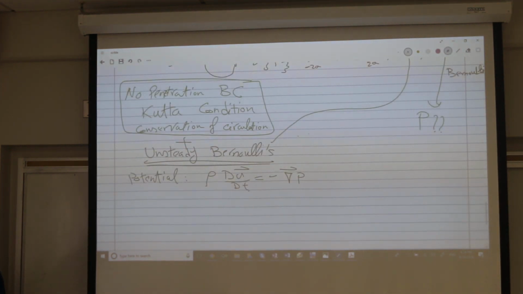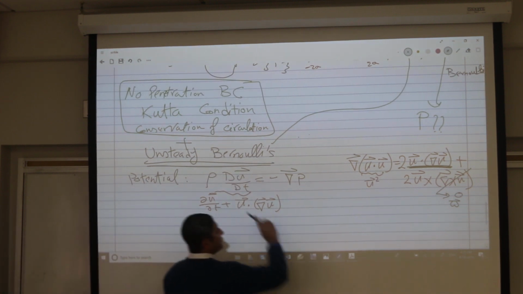If you remember, this is the total derivative, so this is partial u partial t plus u dot nabla u. And we'll have here an identity: nabla of u squared is twice u dot nabla u plus twice u cross nabla cross u. Very easy relation. But this term is 0 because it's irrotational flow. So this very bad term in the Navier-Stokes equations, now you get it as the gradient of a scalar. I'll replace this here with the gradient of u squared.